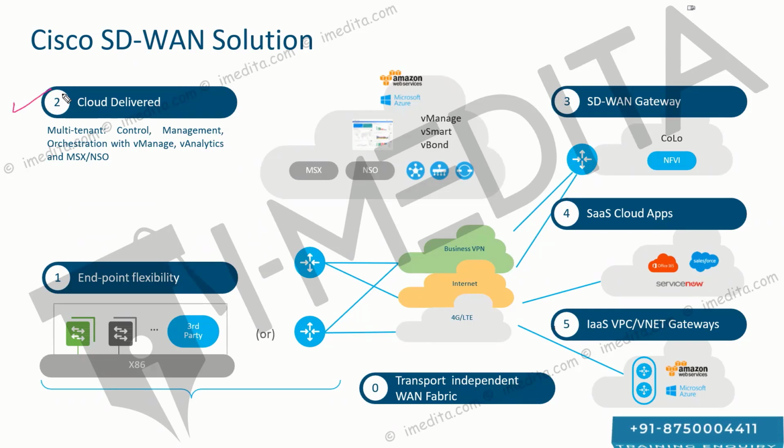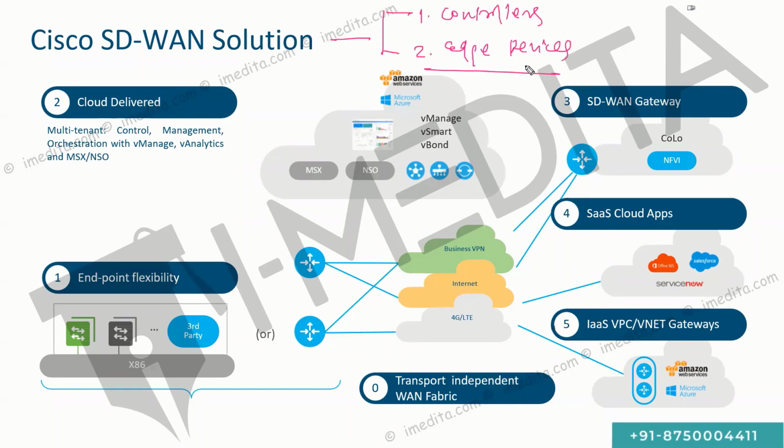There are two important components of the Cisco SD-WAN solution. One is called the controller, and the second one is called the edge devices. There are three controllers that you will see. We'll talk about them later on: vManage, vSmart, and vBond. And edge devices, we have something called vEdge devices and the cEdge device.